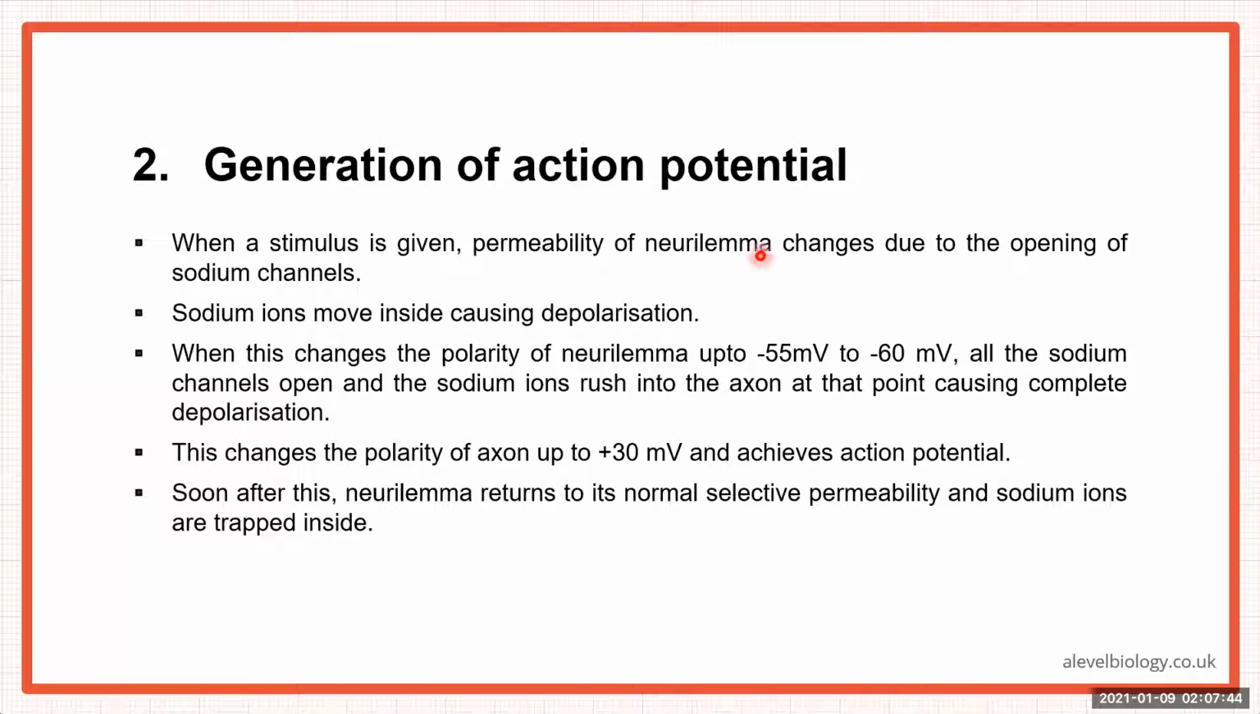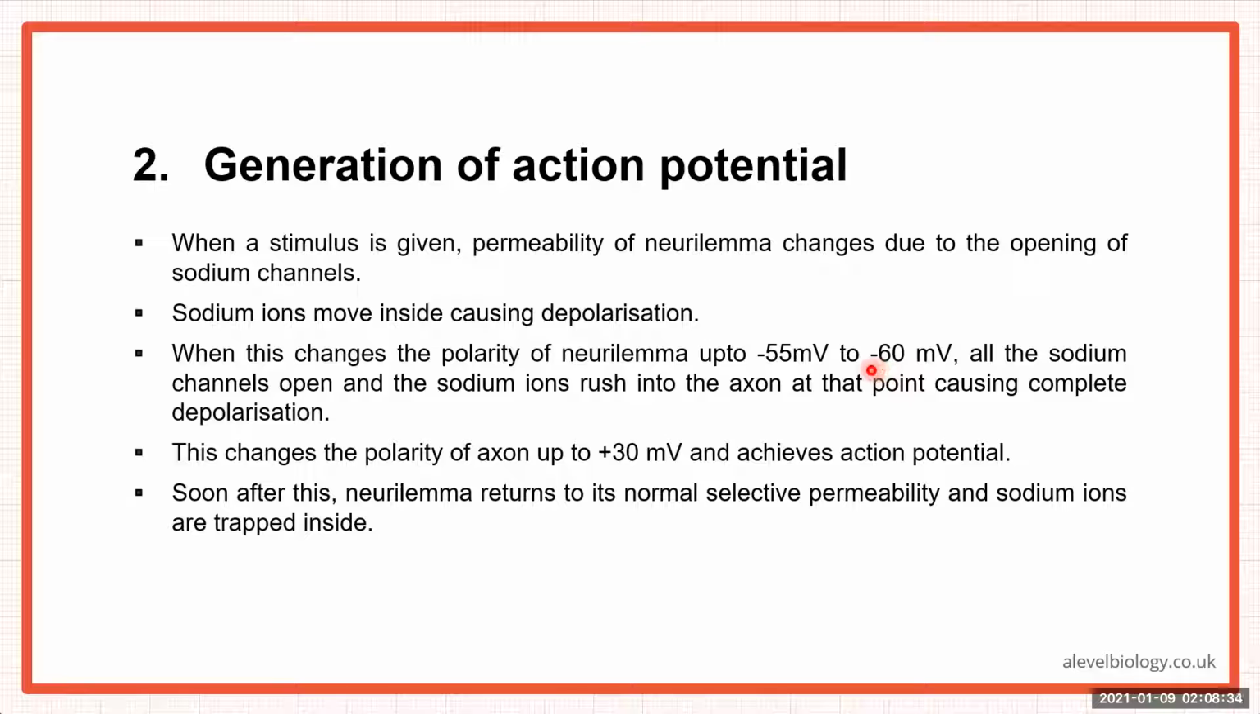Step number 2 is the generation of the action potential. When a stimulus is given and it is strong enough, the permeability of the neurolemma changes. The cell surface membrane of a neuron is known as the neurolemma. The permeability changes because the voltage gated sodium channels open, and as the sodium ions move inside, this causes depolarization. At the initial stage, because the resting potential was minus 70 millivolts, it reaches around minus 55 to minus 60 millivolts. So it reaches a threshold value first, as a small number of sodium channels open and a little sodium actually gets in. So the value increases from minus 70 millivolts to minus 55 or minus 60 millivolts.